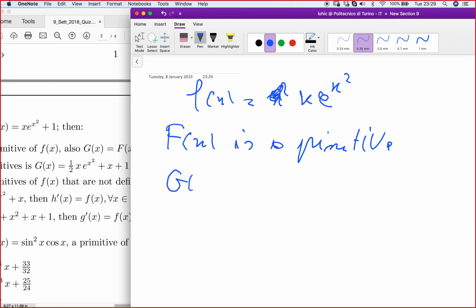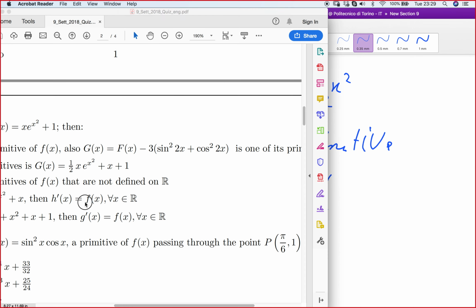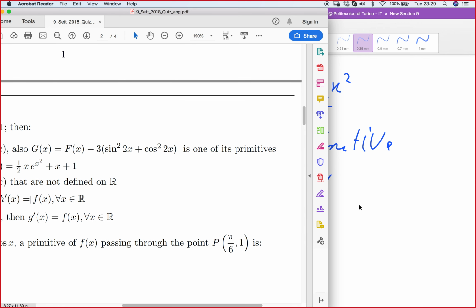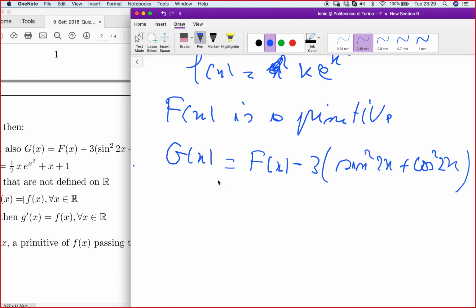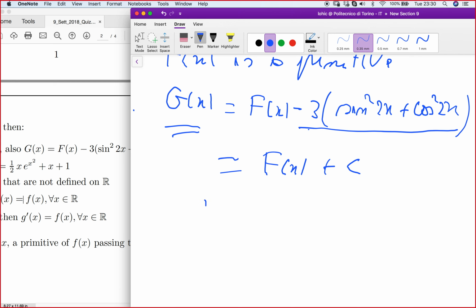and then it gave g of x equal to capital F of x minus 3 multiplied by the sine square of 2x plus cosine square of 2x. Now we want to know if this g of x is also a primitive, yes or no. The only way for g of x to be a primitive is for it to be another primitive plus a constant. So all this stuff should be a constant. But you remember that the sine square of any angle plus the cosine square of the same angle always gives 1.